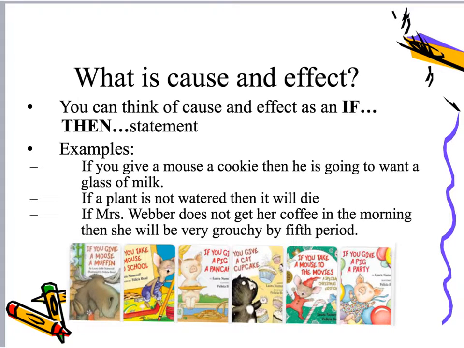Some other if-then statements that are more related to science: if a plant is not watered, then it will die. Or how about, if Mrs. Weber is not given her coffee in the morning, then she will be very grouchy by fifth period. These are all things that we can actually investigate in order to figure out what exactly is causing something to happen, or what is the cause for the actual effect.